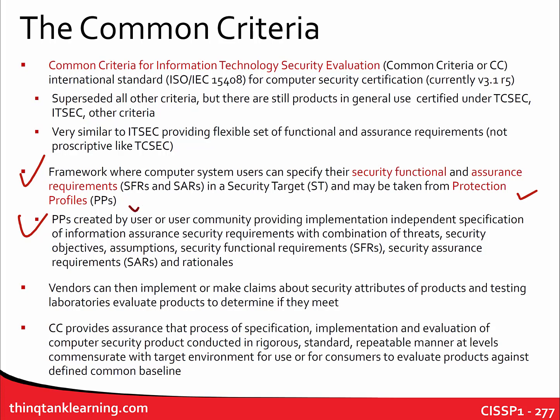A protection profile gets created by a user, providing implementation-independent specifications of information assurance security requirements with a combination of threats, security objectives, assumptions, security functional requirements, and security assurance requirements and rationales. Meaning that we are creating a document that specifies what the requirements are for a particular platform. We can then take that protection profile, look at the security functional requirements and the security assurance requirements, apply a test to the security target, and certify that security target against that protection profile.